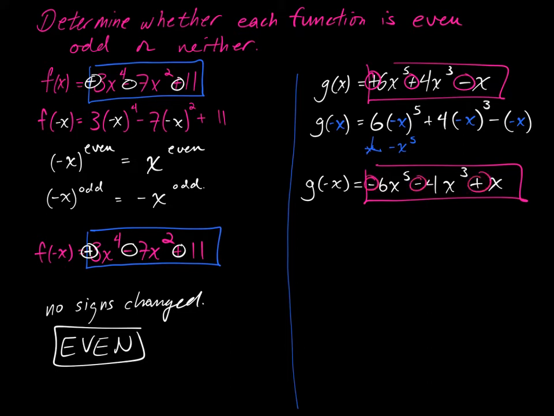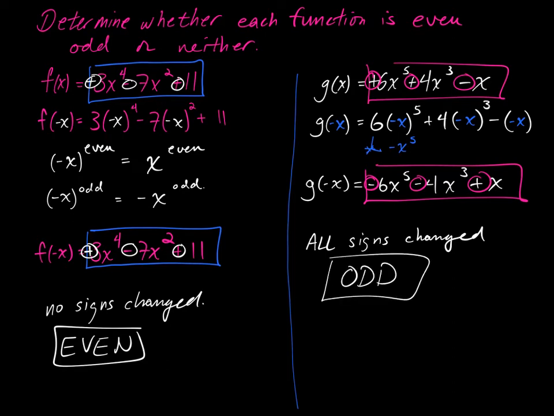So what that means is all signs changed. That means this function is odd. So when all of the signs change, that means the function is odd. So this is an odd function because all of the signs changed.